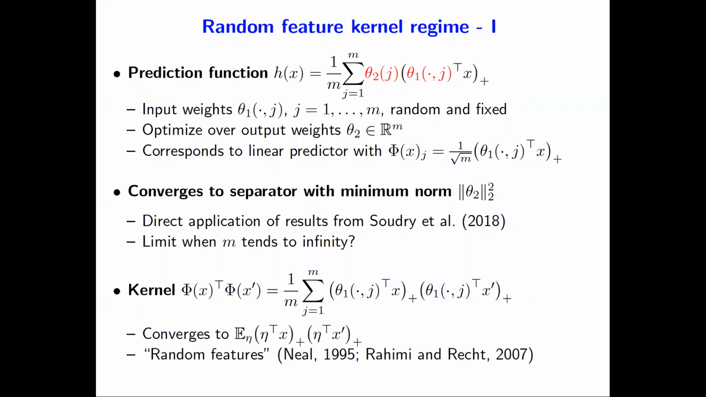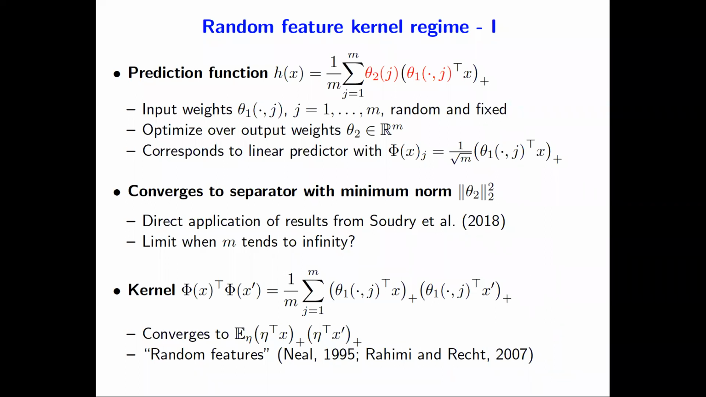So what's a kernel? This is defined as the dot product of your features. Here my feature vector is m-dimensional, which is described over there. So if you take the dot product, then you get this nice average, the sum over all j of j's features for x times j's features for x prime. And the nice aspect over there is that since you generate the theta ones randomly, and IID typically, this empirical average will converge to the expectation.